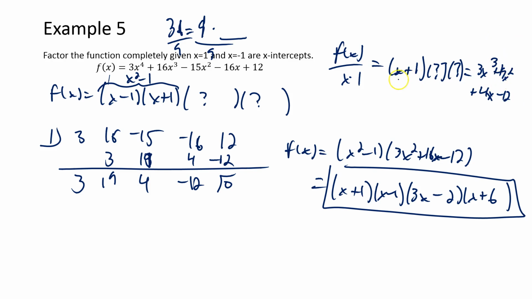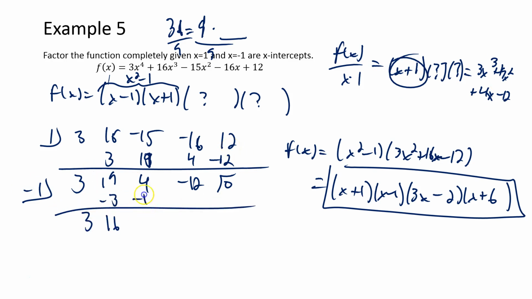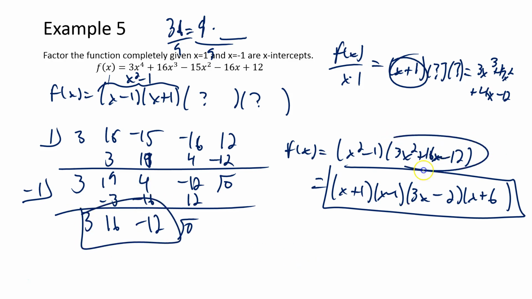So now what I'm going to do is divide that by the x plus 1. So I just throw negative 1 in, and I already have the coefficients listed here, so I'm just going to use them. 3 comes down, negative 3, 16, negative 16, negative 12, positive 12, and 0. Good. So once again, I get the 3x squared plus 16x minus 12, which is exactly what we have here.